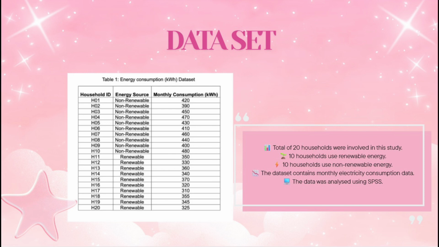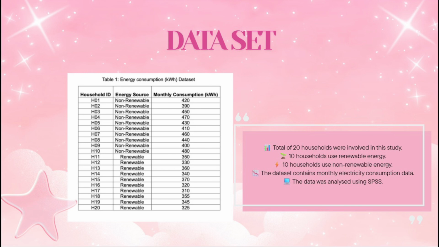Based on the objective of this study, we developed two hypotheses. The first hypothesis is the null hypothesis, also known as H0. The null hypothesis states that there is no significant difference in the average monthly electricity consumption between renewable energy users and non-renewable energy users. H0: mu r = mu n.